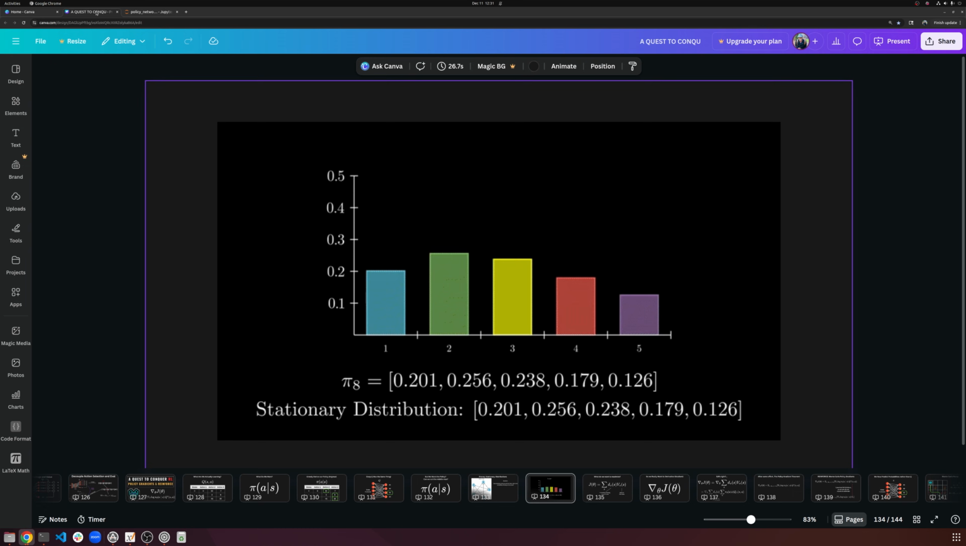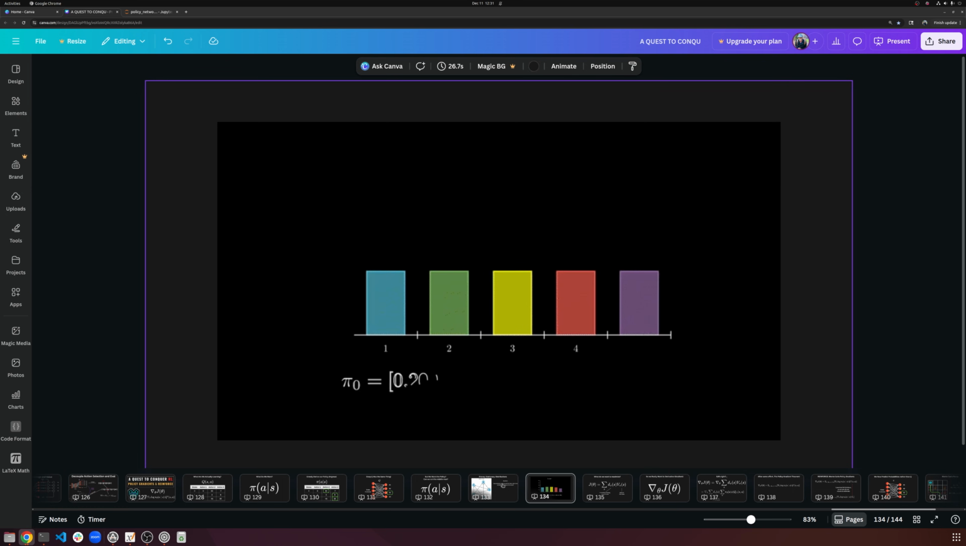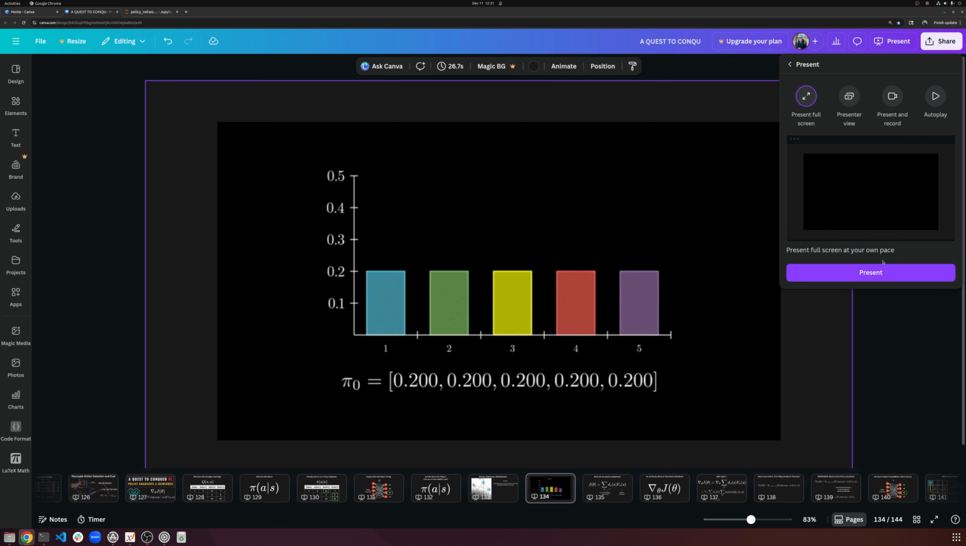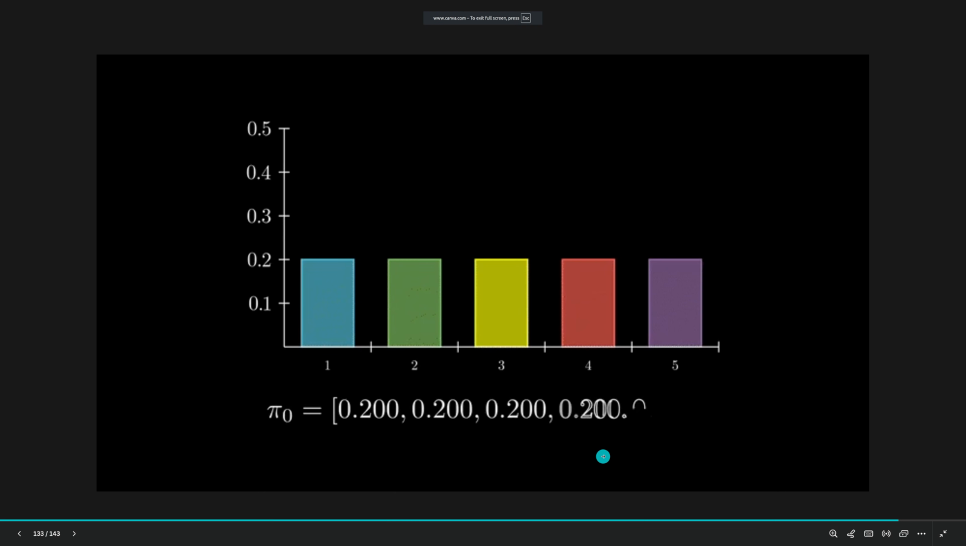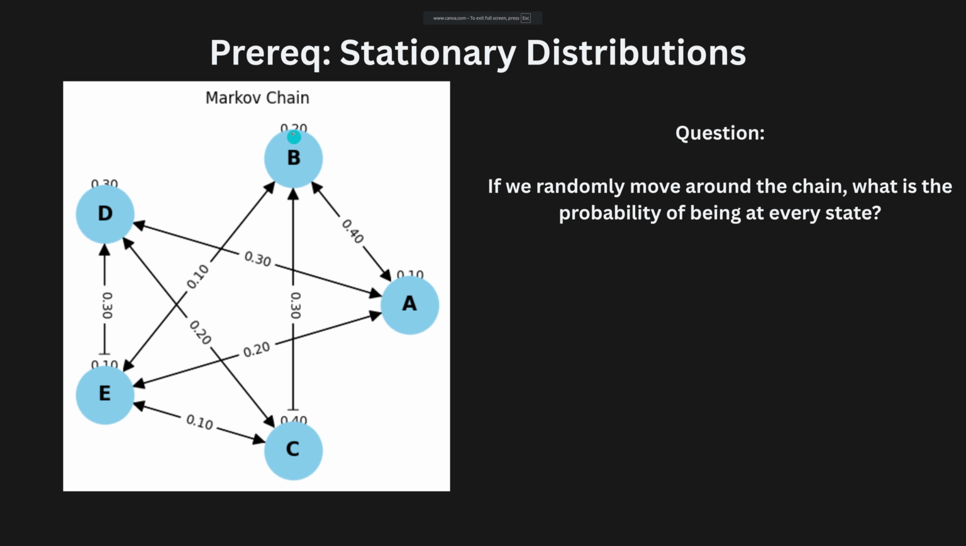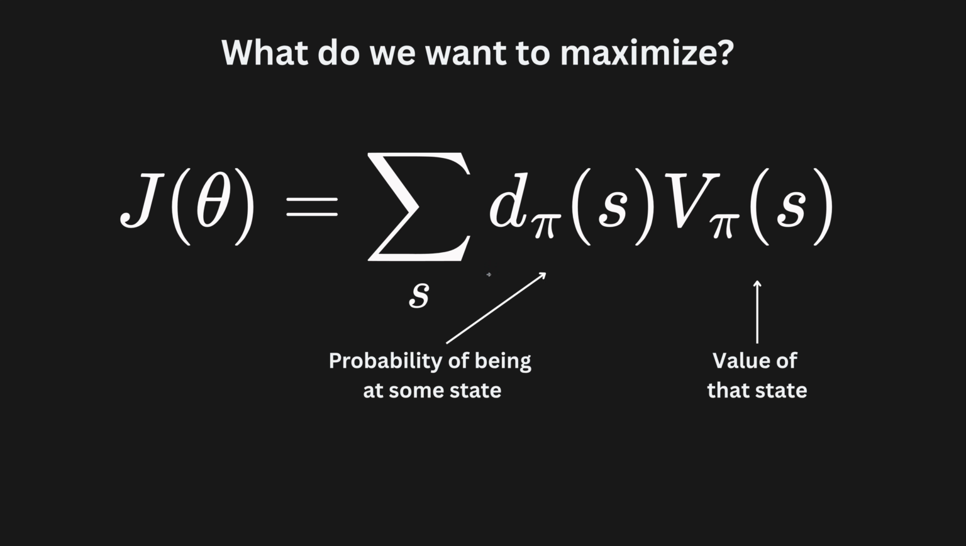But that's it. That's all I want to go into about stationary distributions. The main thing you need to keep in mind is that a stationary distribution is one that represents the probability of being at a specific state given that you've randomly moved around the system for a while. And that's all. So what is it that we want to maximize?